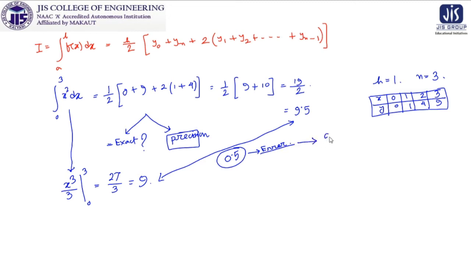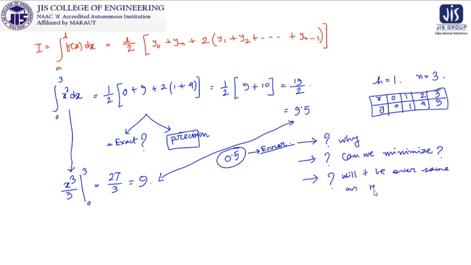The question is, why did this error come? The next question is, can we minimize it? The next question is, will it ever be the same as the exact one? And we can also ask so many questions for our analytical purposes, and we will obviously discuss those things when we get to the dialogues.